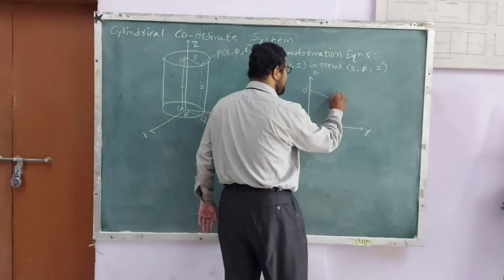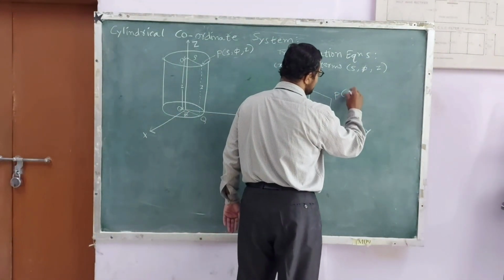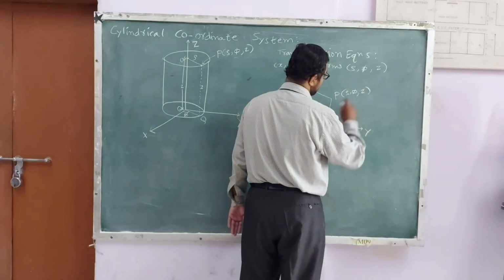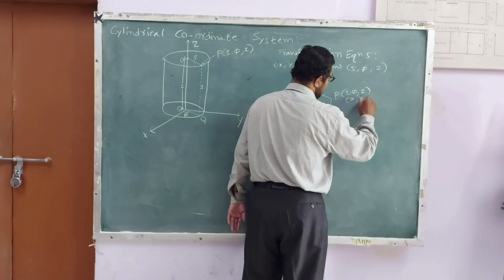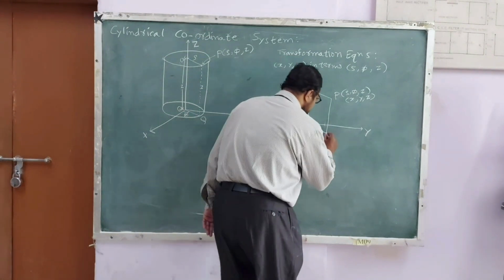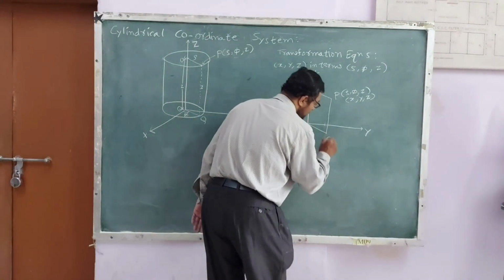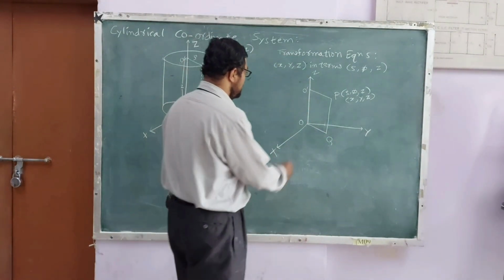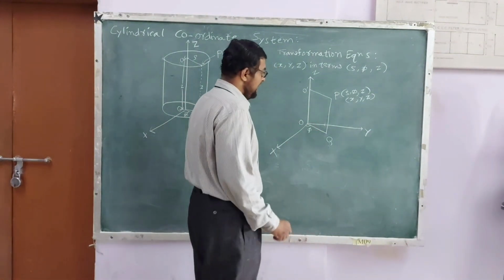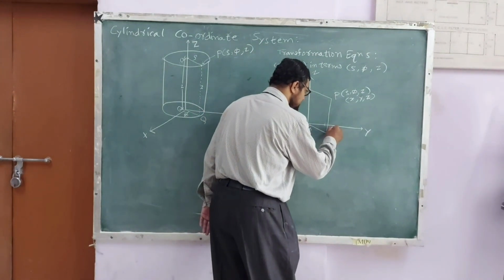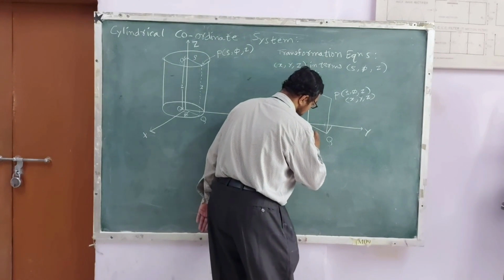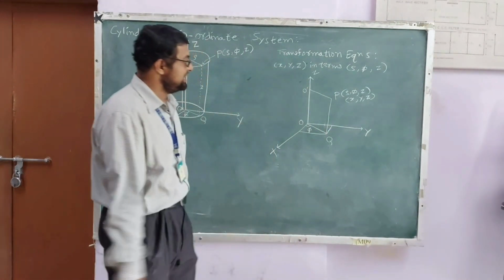So this is our capital P point, whose coordinates are rho, phi and z in cylindrical coordinates, and x, y and z in Cartesian coordinates. So this point is capital Q. From this point we know that this angle is phi, which we had seen in our previous lecture. And I will draw the perpendicular on this y axis here, and again a perpendicular on the x axis as well.